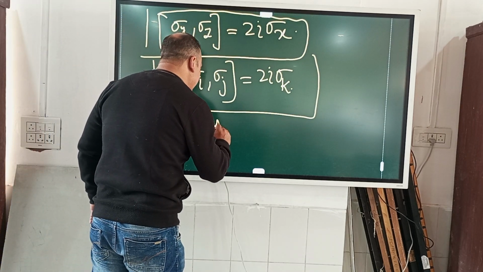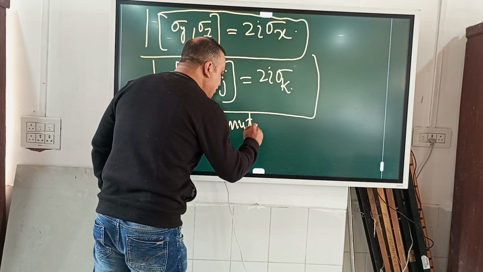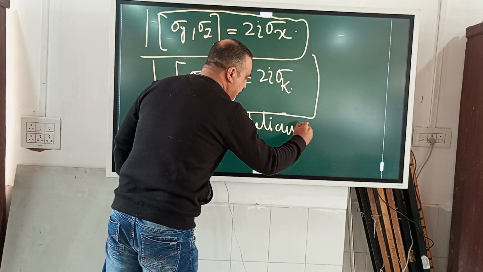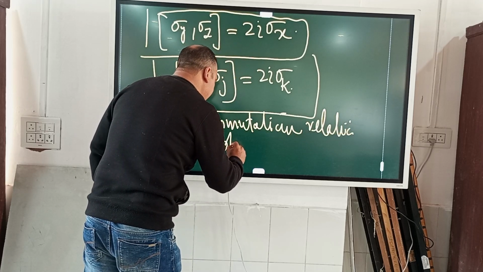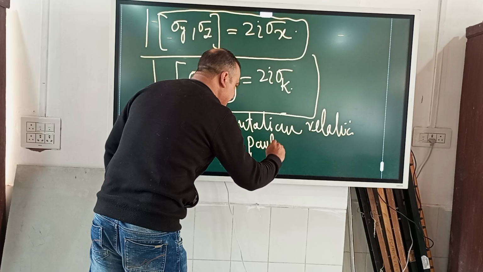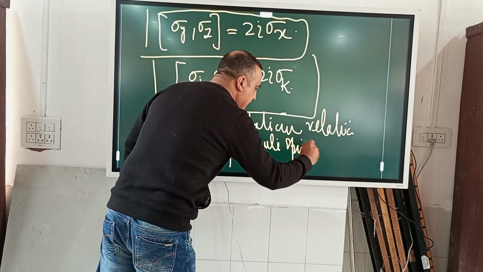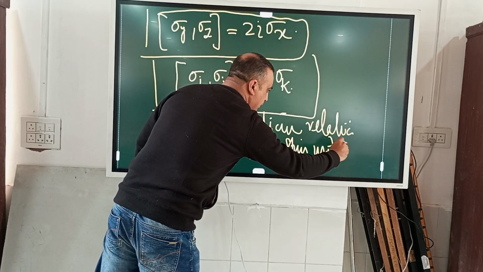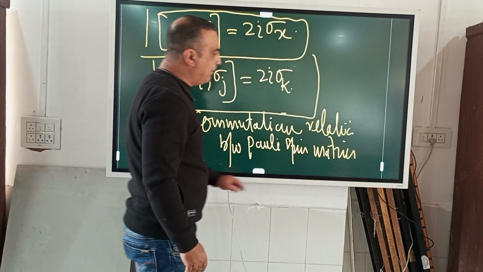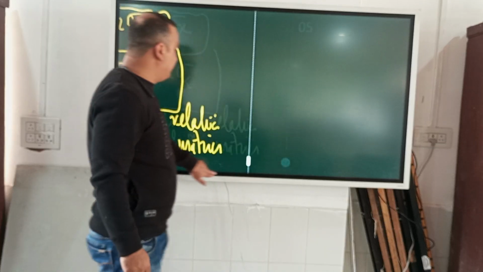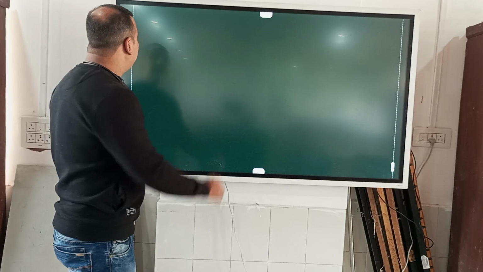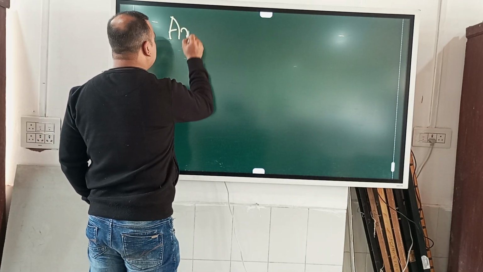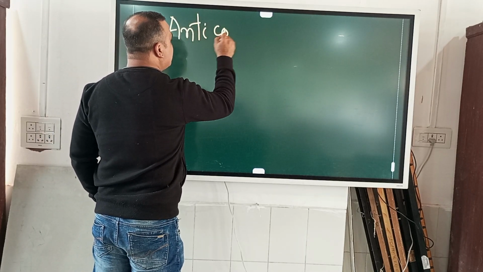So what we have done here is we have found the commutation relation between the Pauli spin matrices. Okay, so this is point number 1, and this property has been structured and mathematically realized. Now let's go with the anti-commutation relation. So, anti-commutation.